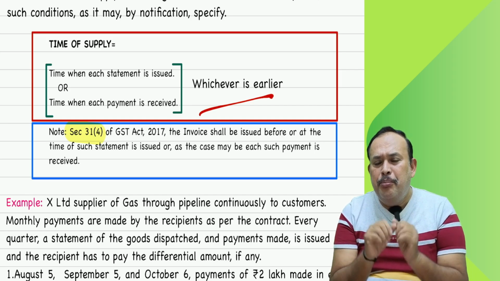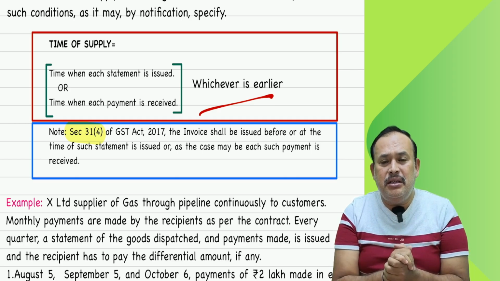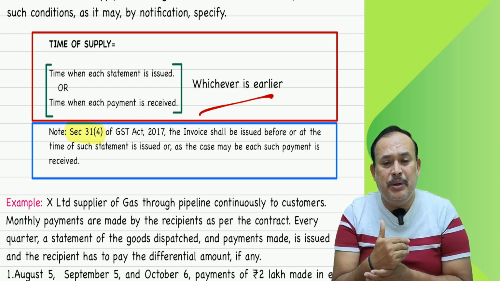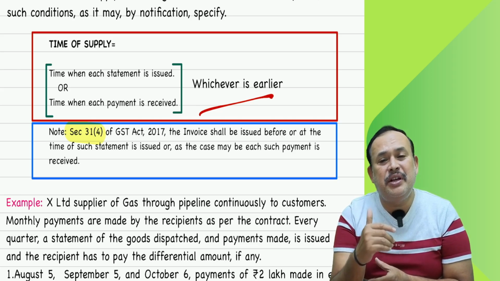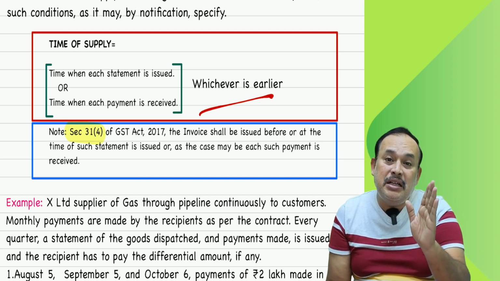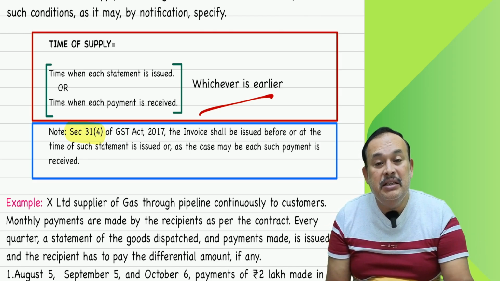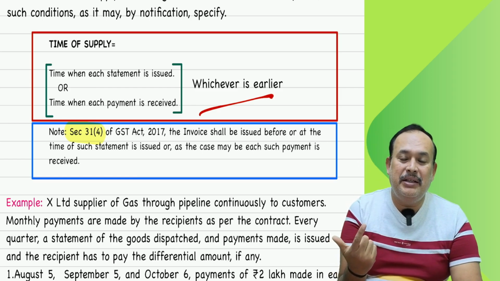Suppose the payment due date is 5th of September. The statement is required to be submitted on 1st of September. Here, the statement is also submitted on 1st of September. But payment is received on 31st of August, well before this. In that case, the date of payment is the time of supply.